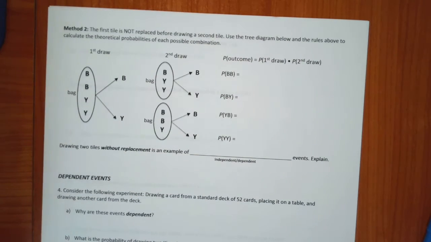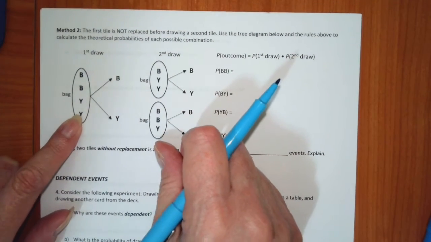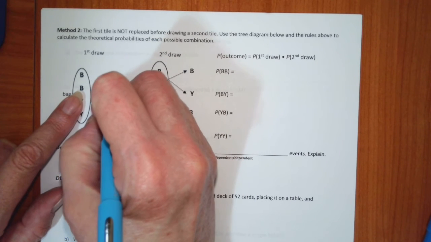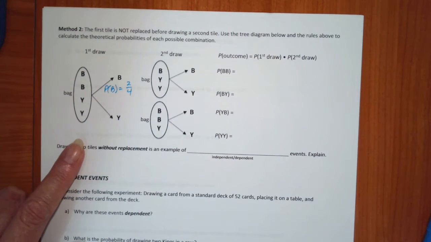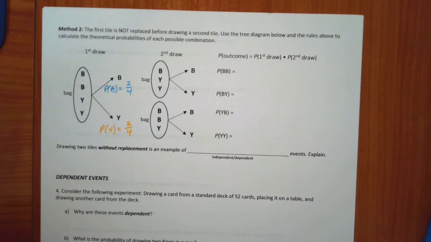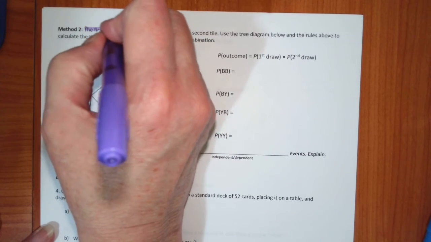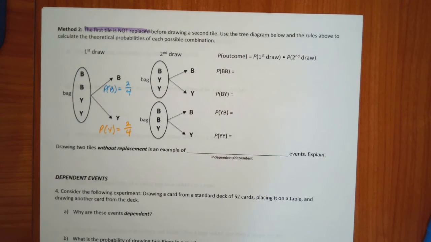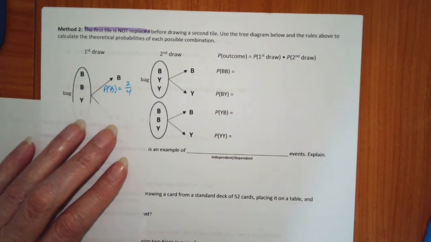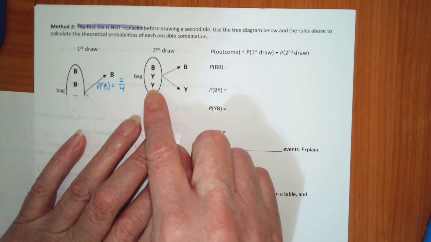But let's say we don't replace the first tile. Okay, so we're going to do our first draw. We've already done this. We've got 2 blue and 2 yellow. So the probability of a blue on the first one is 2 out of 4. The probability of a yellow is 2 out of 4. But now notice here that the first tile is not replaced. So that means the bag changes. So whatever happened on the first draw does impact the second one. Okay, so on the first draw, if we drew a blue and we go to our next one, that means there's only 1 blue and 2 yellows in there.